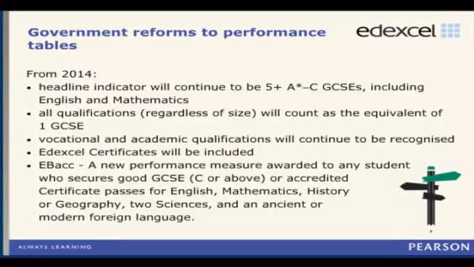This is a note here about reforms to the performance tables. The headline indicator from 2014 will continue to be five or more A* to C GCSEs, including English and maths. Qualifications will count as the equivalent of one GCSE. Vocational and academic qualifications will continue to be recognised. Edexcel certificates will be included. And the EBacc, a new performance measure, is awarded to any student who secures good GCSE passes, C or above, or accredited certificate passes, for English, maths, history or geography, two sciences, and an ancient or modern foreign language.